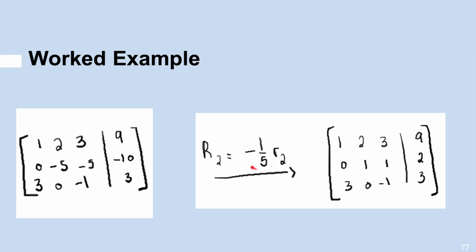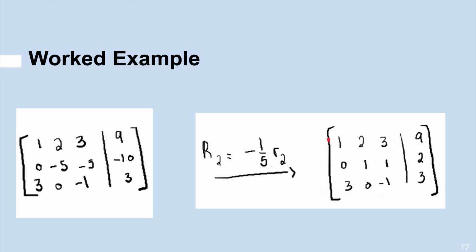Same thing, it's just the nicer notation for this. So our new row 2 is going to be negative 1 over 5 times the old R2. 0 times anything is still 0. Negative 5 times negative 1 over 5 is 1. Same thing here is a 1. Negative 10 times 1 over 5 is 2. We rewrite rows 1 and row 3 just as they are.